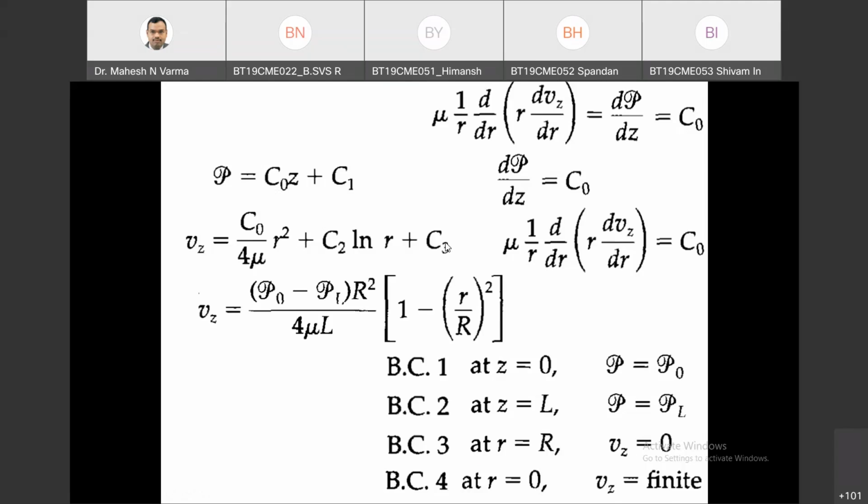Vz will be equal to P0 minus PL divided by 4 mu L into R square, times 1 minus r by R whole square. This will be the velocity profile. Get the value of C3 and rearrange the equation. So you will be getting this profile equation.